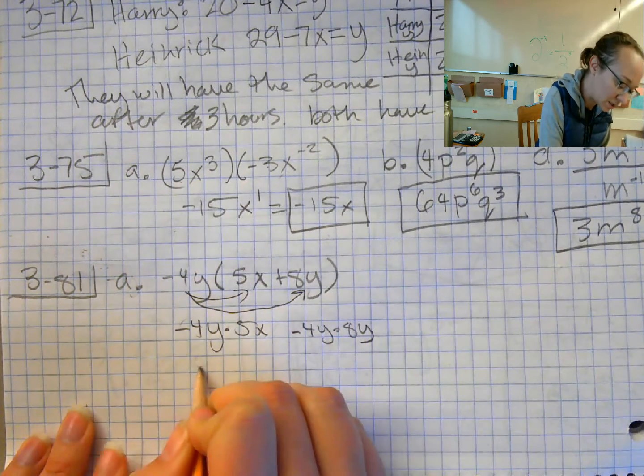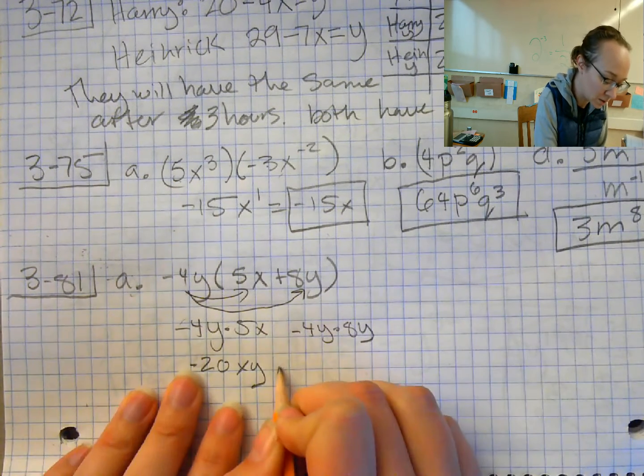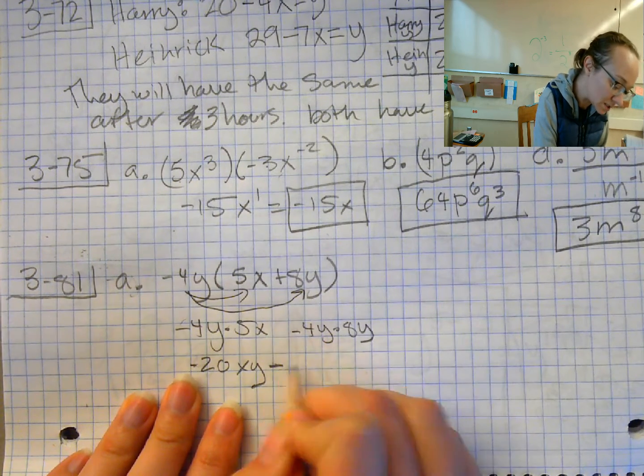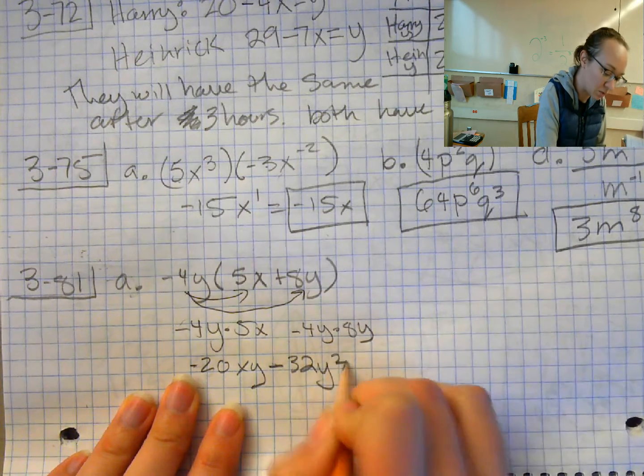So that gives me negative 20xy minus 32y squared.